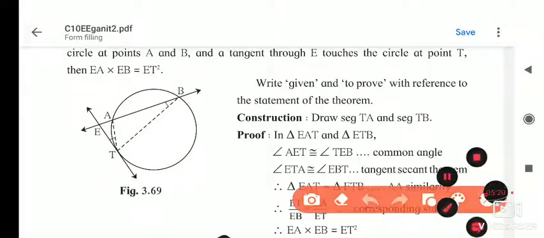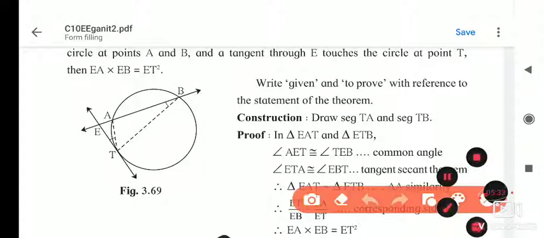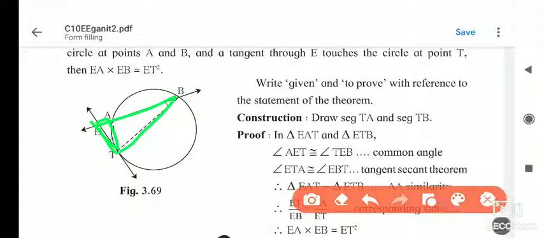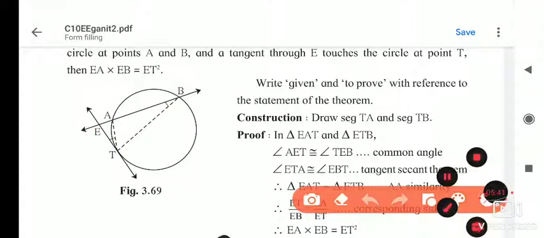So first of all, in triangles EAT and ETB, we have to show the two triangles similar to each other. First of all, this is a common angle. This angle E is common to both triangles.